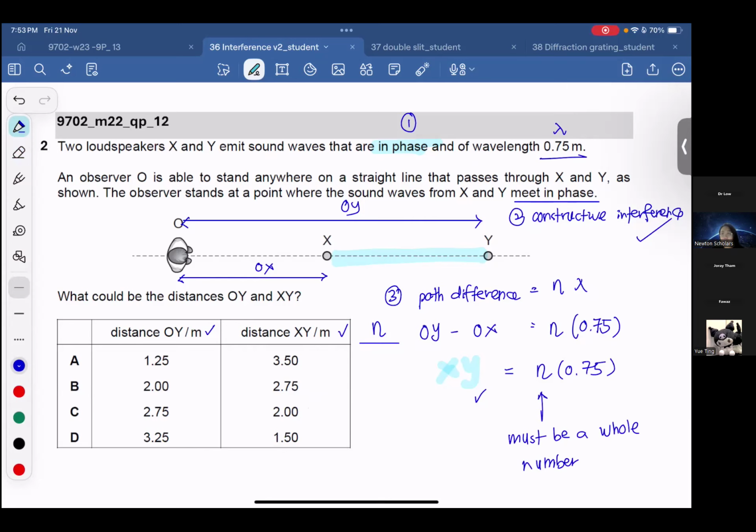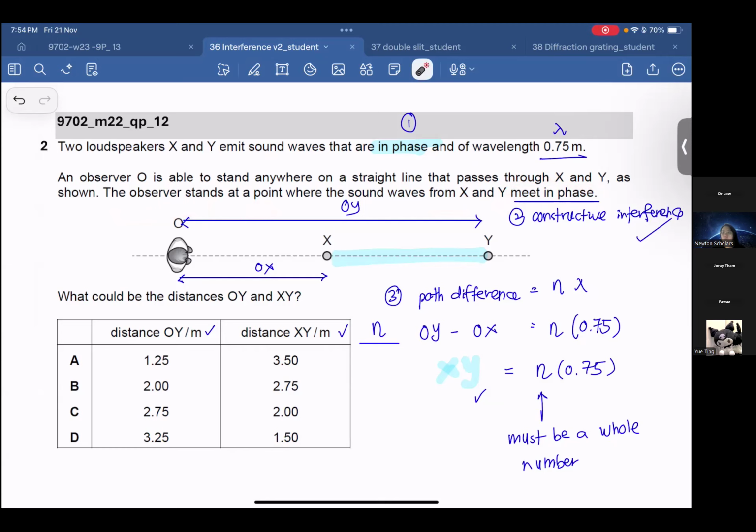Prasan, no? Prasan, try again. Wesley, correct. Okay, why is it constructive, Wesley? It's because they say that observers standing somewhere at a point that the sound from X and Y meet in phase. Meet in phase means that these two waves, crest meets with crest, trough meets with trough. This is the meaning of in phase. So if crest meets with crest, this is constructive. Can or not, Wesley? Washini, correct.